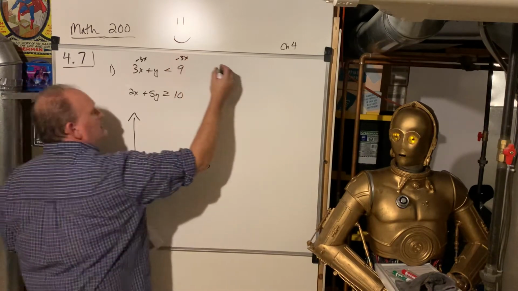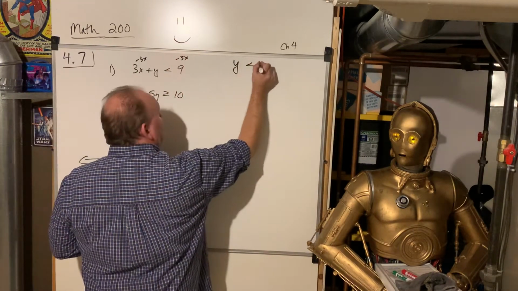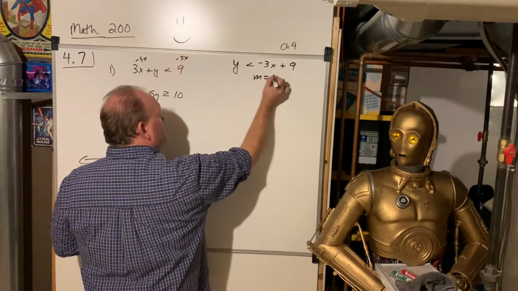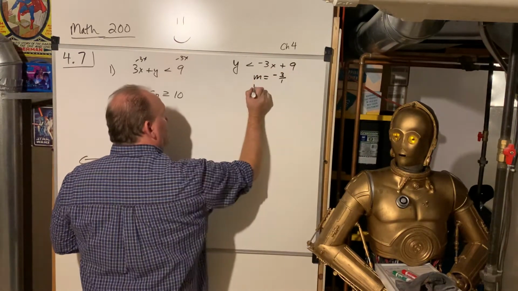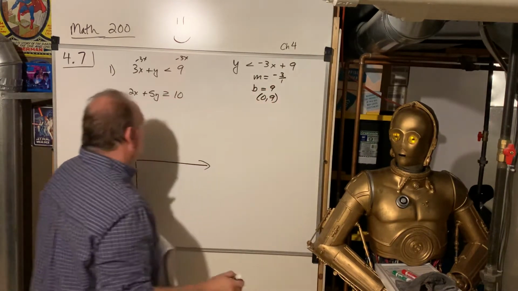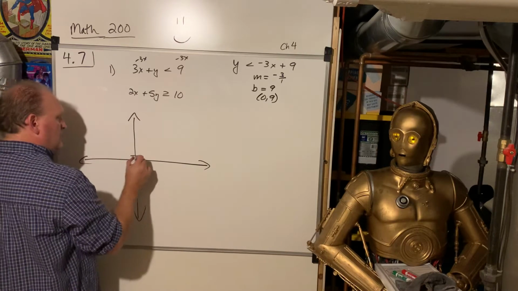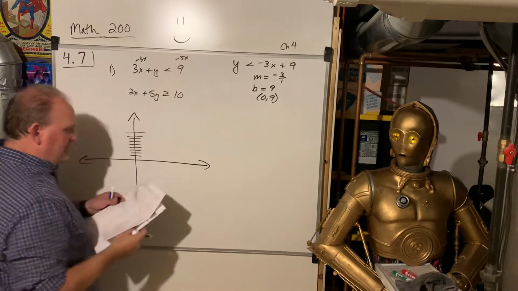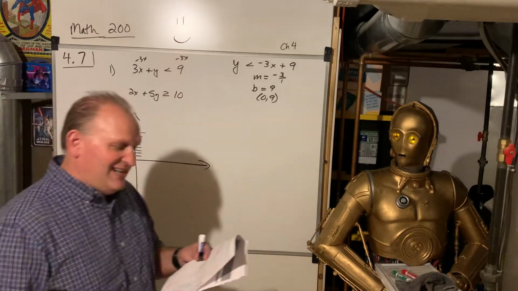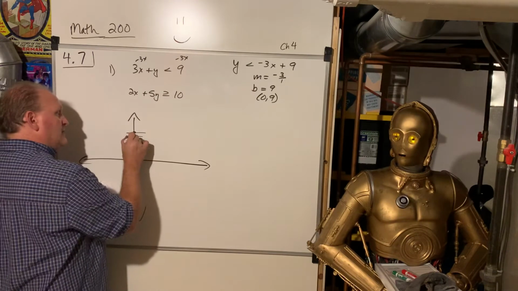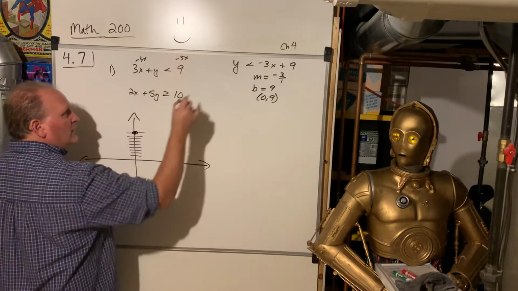So minus 3x, minus 3x. So we got y is less than negative 3x plus 9. Let's grab the slope. That's negative 3 over 1. Let's grab the starting point. That's 9. That's not a grand starting point, 0, 9. So I'm going to have to go 1, 2, 3, 4, 5, 6, 7, 8, 9. I think if you look at my notes, I just added the lines on there so we could start with 9. All right, so there's 9, and now what do I do from that?